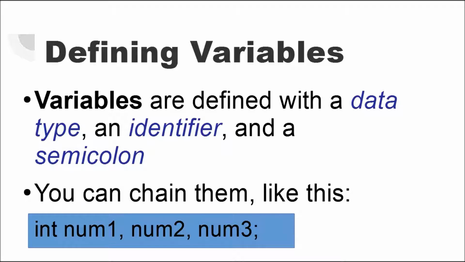You can also chain them, so if you need a lot of variables with the same data type, you can chain them so you don't have to write like 10 ints. If you are using int variables and you have 10 variables, you can just chain them using a comma and one semicolon at the end.